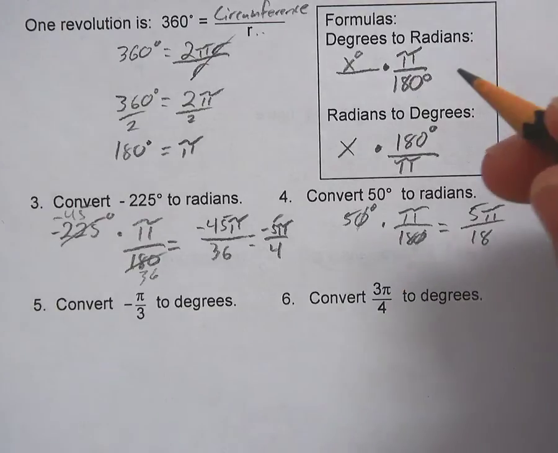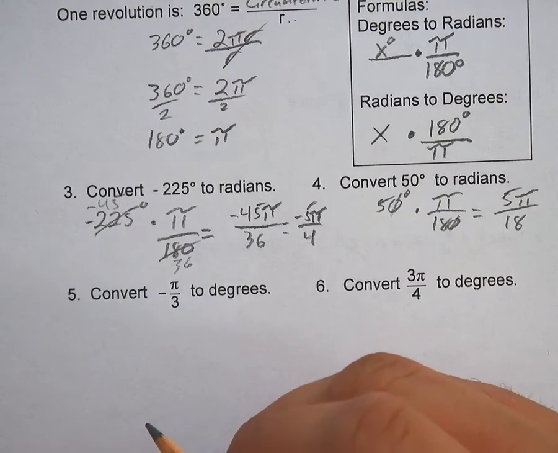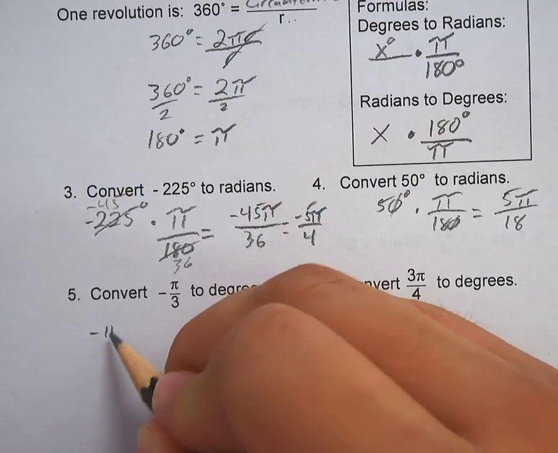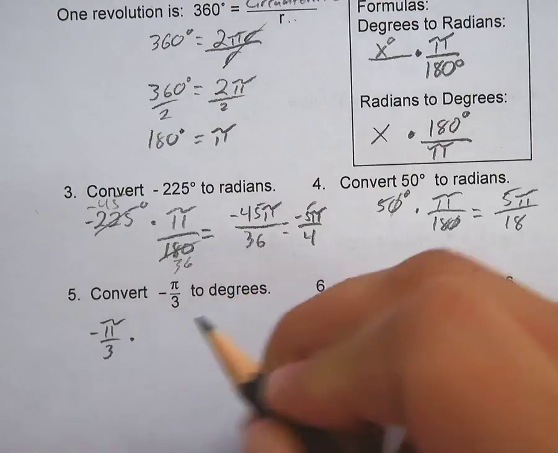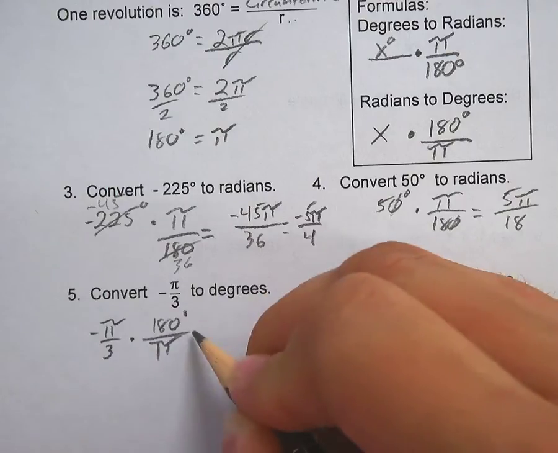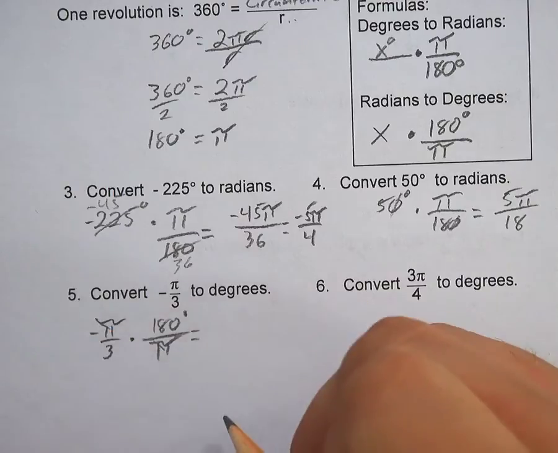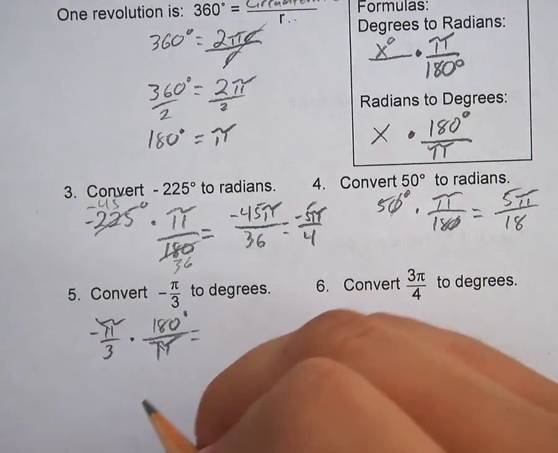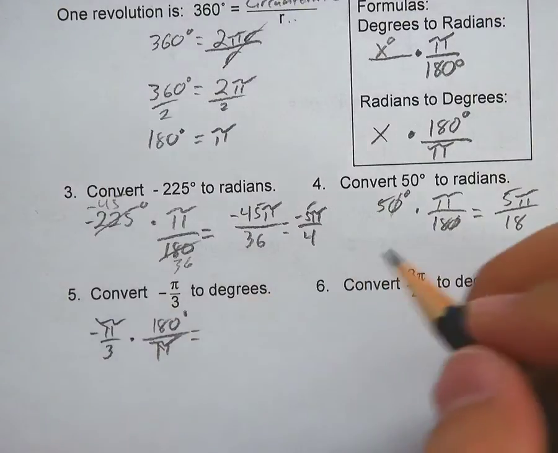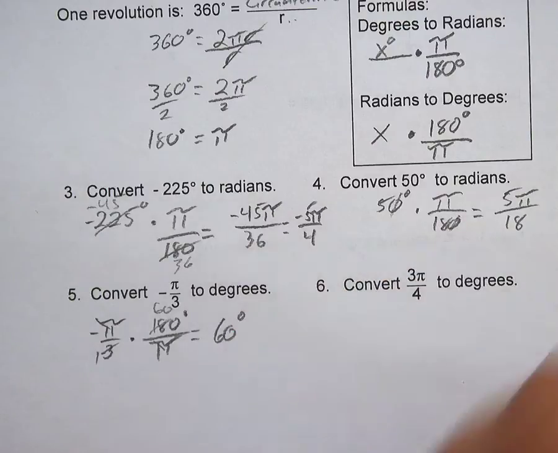Very simple, just using our formulas here. Convert negative pi over 3. So when you get to these, you have negative pi over 3 times 180 over pi. Easy to remember this one because you're looking for your pi's to cancel out, right? I'm looking for pi to cancel. So what I've got then is 180 over 3, which is divisible into 60. So that's 60 degrees. Negative 60, excuse me, because it's a negative pi over 3.